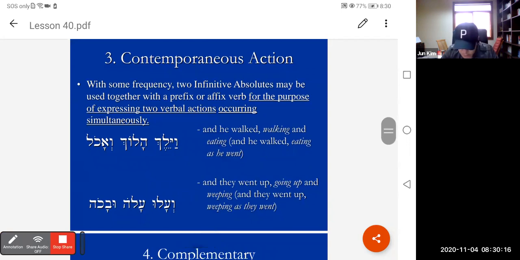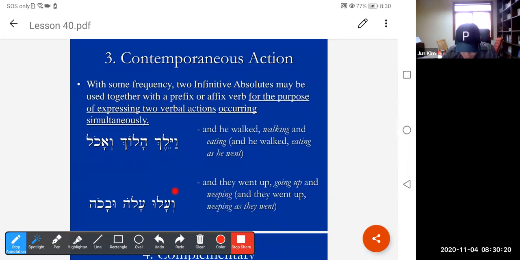Another usage is contemporaneous action. With some frequency, two infinitive absolutes may be used together with a prefix or a finite verb for the purpose of expressing two verbal actions occurring simultaneously. What does it mean? Here, where can you see the infinitive absolute form? Where?